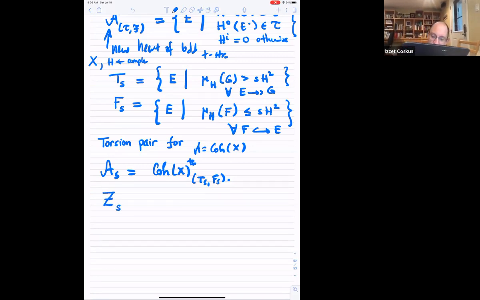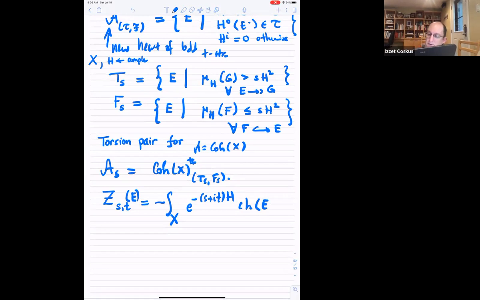Okay, and then I need to also tell you what the Z is. So this Z will depend on two parameters. This s is the same as that s, and I want this to be minus the integral over X of e to the minus s plus ith times the ch. So, it's going to be like this. All right.